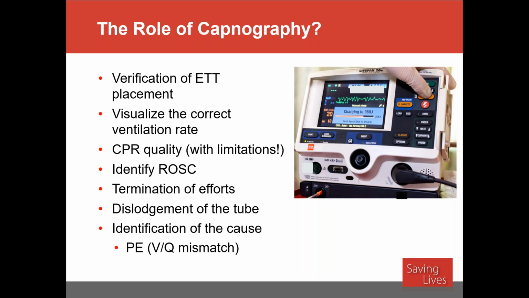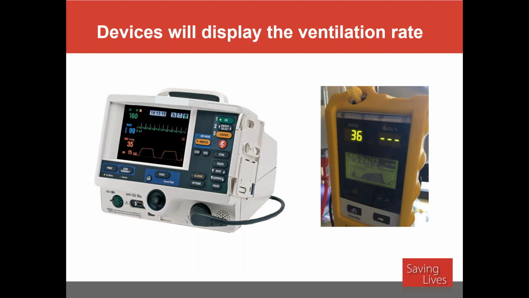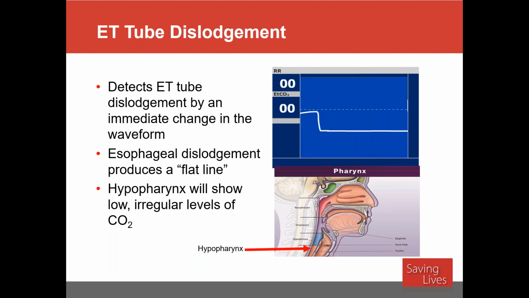It'll tell you as well if your tube is dislodged. It will tell you immediately if you've got an endotracheal tube that is dislodged. The devices will display the ventilation rate that's being provided to patients during cardiac arrest, as well as the capnography value. And you can see this is just another device showing the patient's ventilation rate during cardiac arrest. So I think major pluses there. And finally, the last thing to mention is that you will know right away if your airway has been displaced. What you'll see is a flat line.